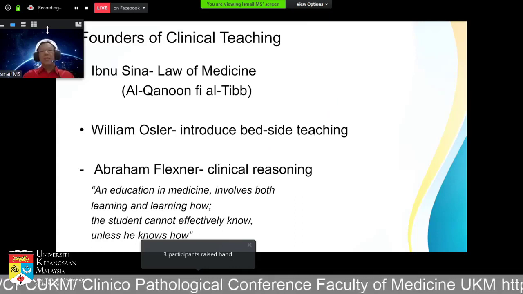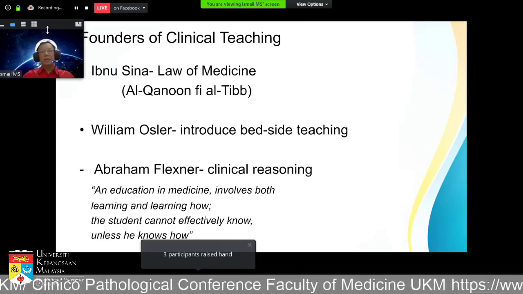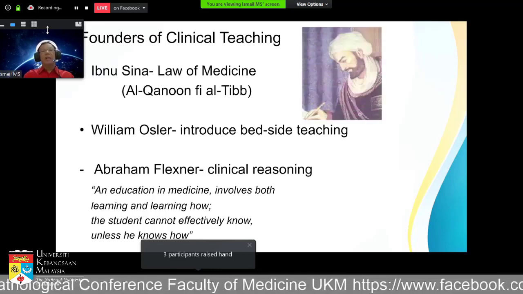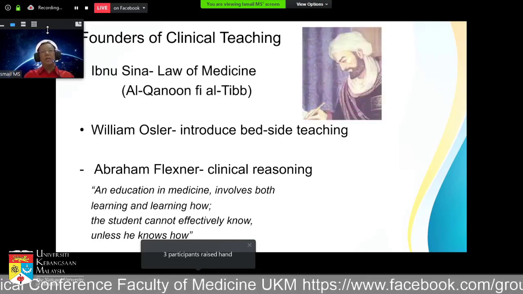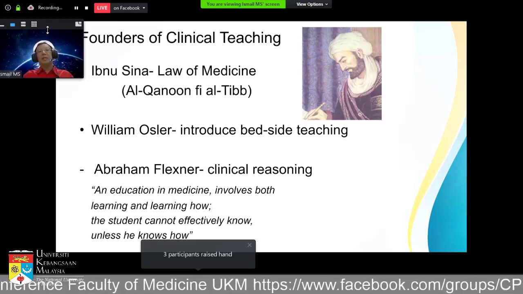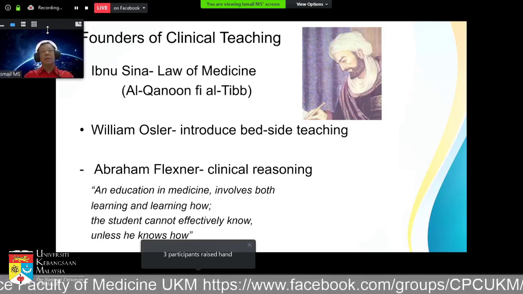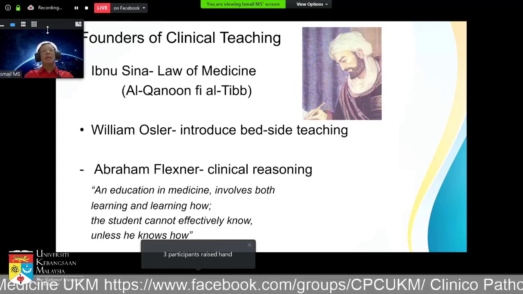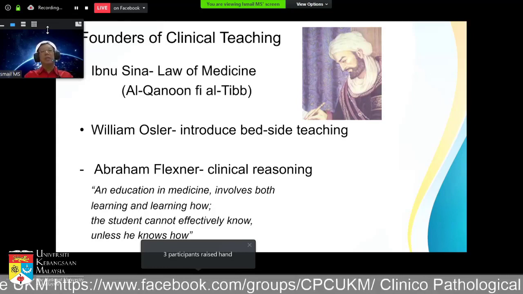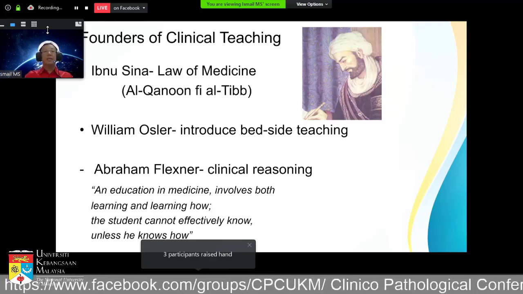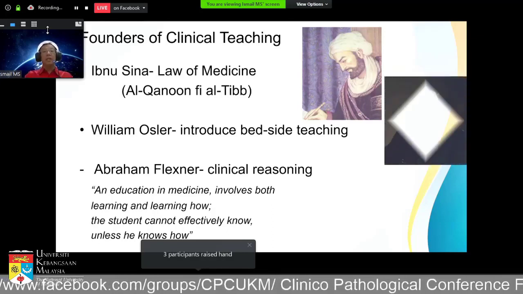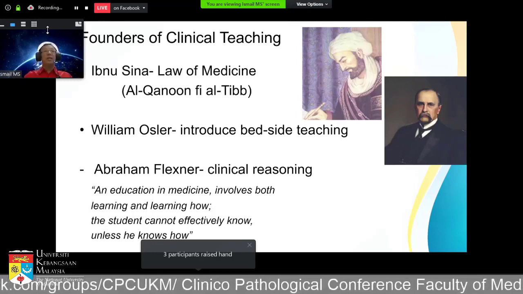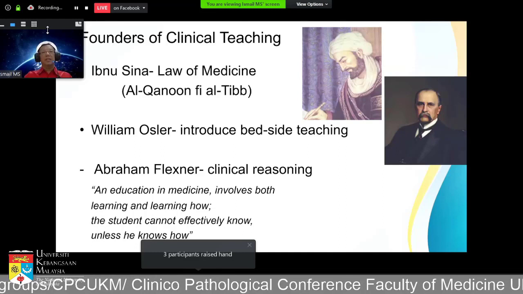Well, these are some of the founders of clinical teaching. Some of it would be a repetition of what Prof. Harlina has mentioned, but I think I need to mention it. These three persons, Ibn Sina, William Osler, and Abraham Flexner, are basically the fathers of modern medicine. Ibn Sina with his book, The Canon of Medicine, and then William Osler is famous for bringing the student to the bedside for bedside teaching, which we've been using until now. It's like the gold standard.